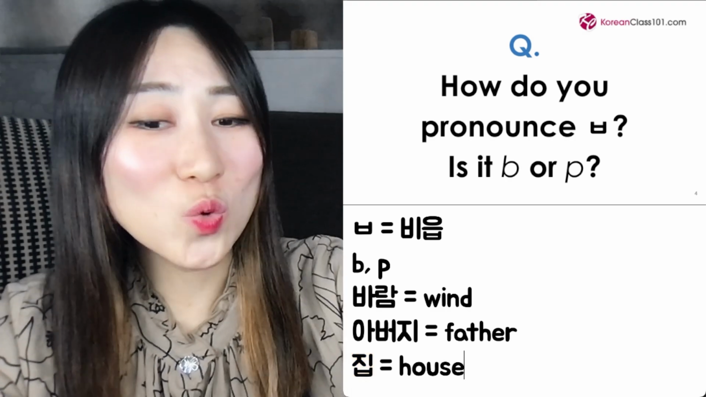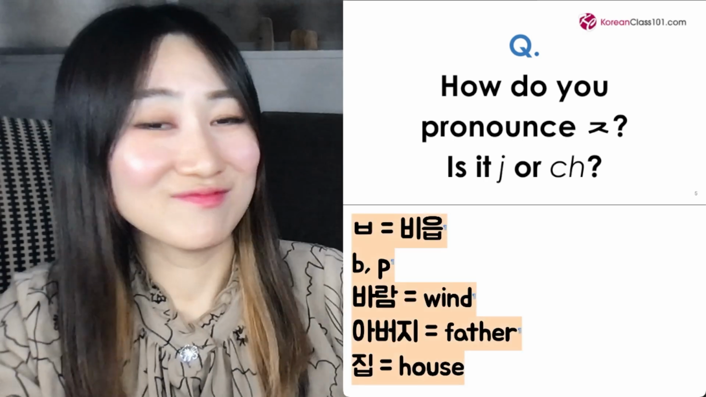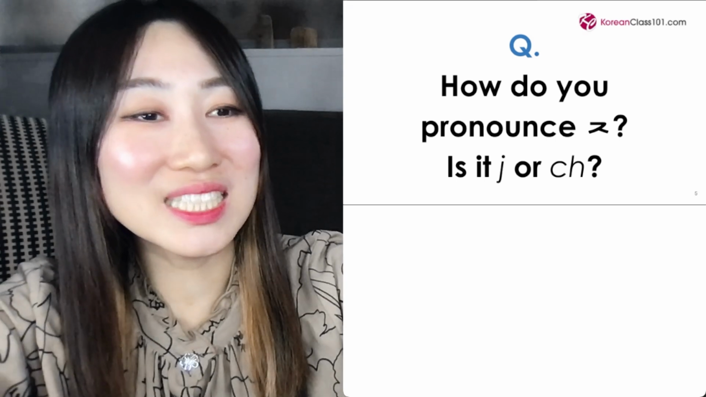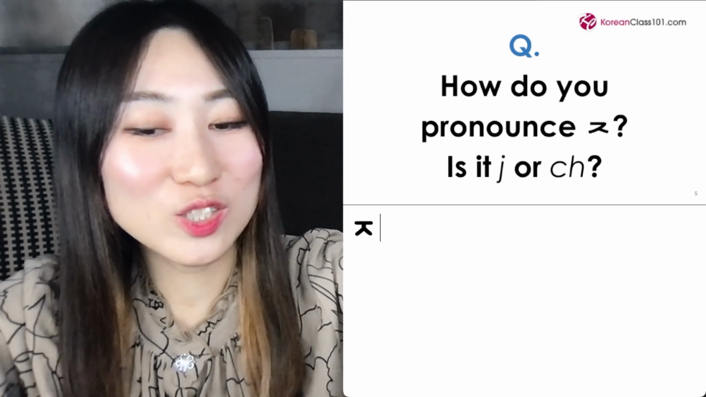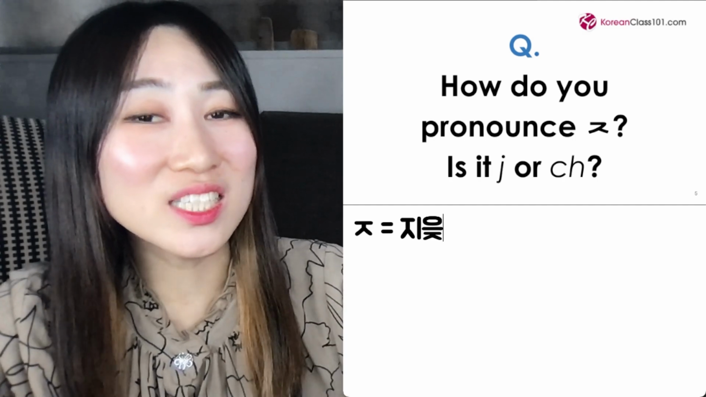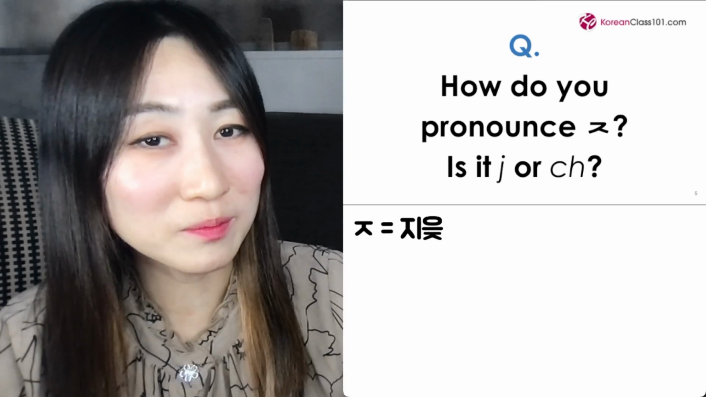Okay, the next question is, tararan. Now you can answer this without me, right? How do you pronounce 지읒? The name of this alphabet is 지읒. Is it J or CH? Is it none of them or all of them?